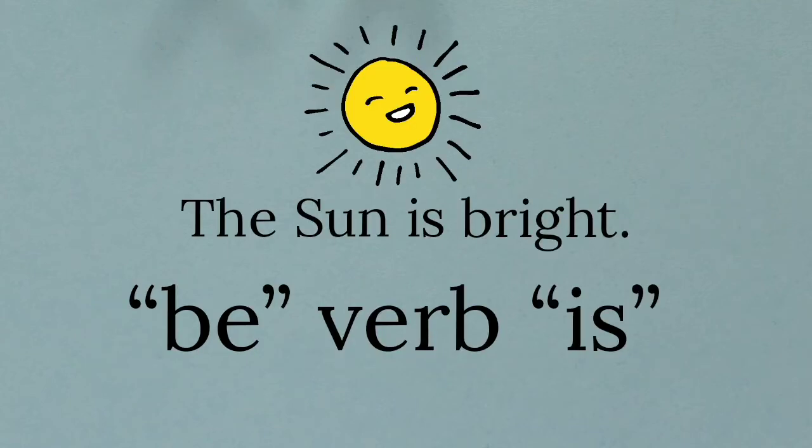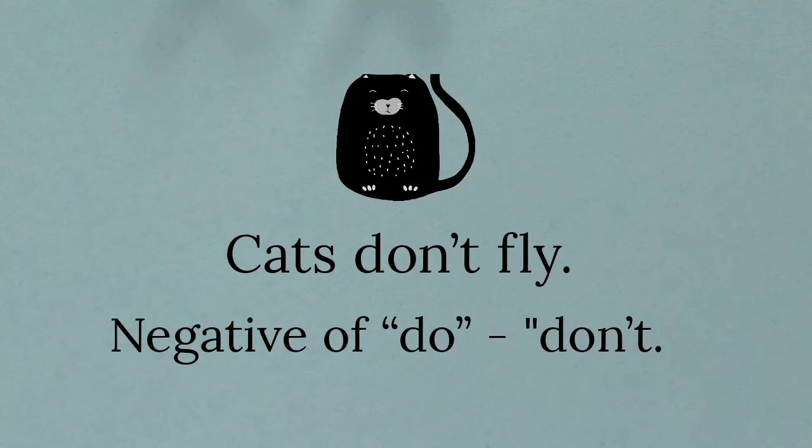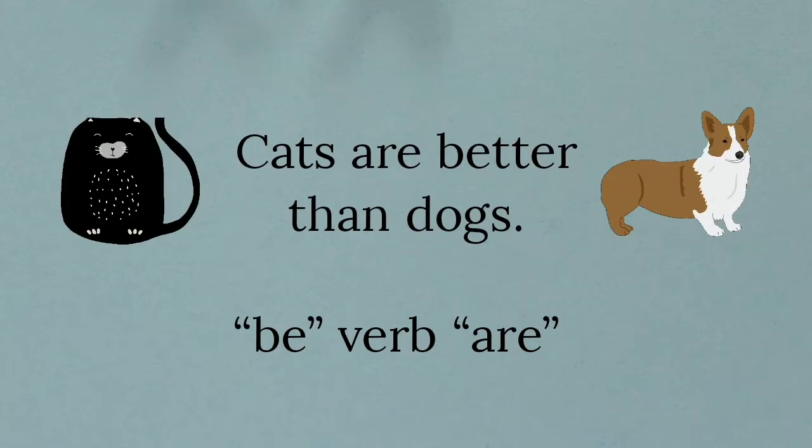Now let's look back at what verb I used in these sentences. In the first sentence, we have is. I have used the be verb is to talk about the sun in this sentence. In the next sentence, I have used the negative of do, that is do not. And you'll notice that I've used the contraction of do not and put them together to make it don't. And finally, I've used the be verb are in this sentence to talk about cats because cat is plural.